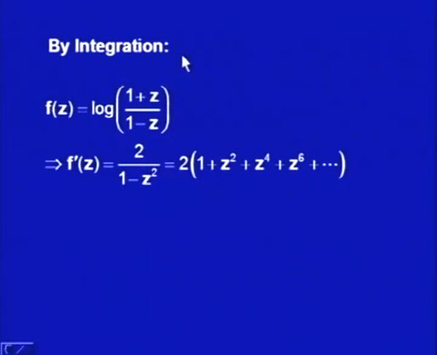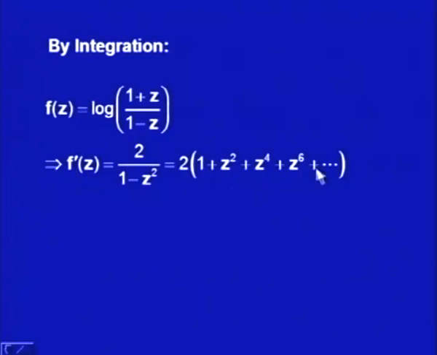In another example, we arrive at a Taylor series by using integration. Let us consider f(z) equal to log of (1 plus z) over (1 minus z). When we differentiate this, f dash z comes out to be 2 over 1 minus z square. We know that 1 over 1 minus z square can be expanded in this form. So, we write 2 over 1 minus z square as 2 into (1 plus z square plus z to the power 4 plus z to the power 6 and so on). This is my f dash z.